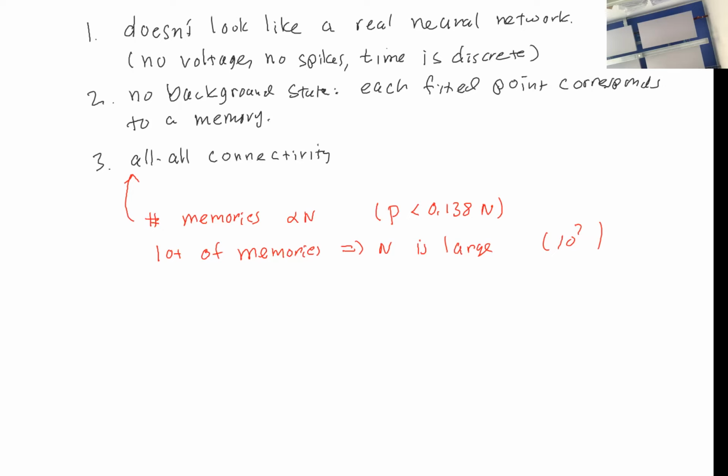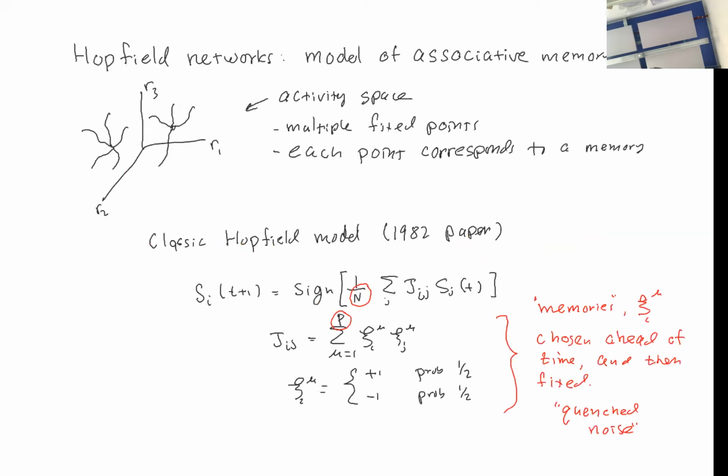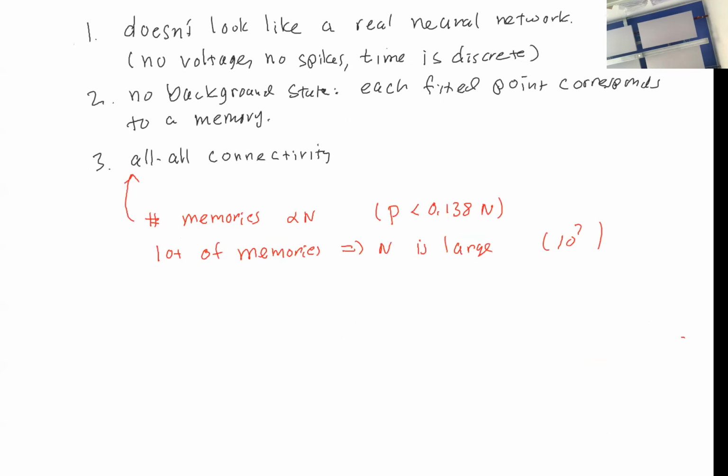But if you look at the equations, J_ij is all-to-all. Every neuron connects to every other neuron. And neurons can't connect to 10 to the 7th other neurons. Neurons connect to about 1,000.